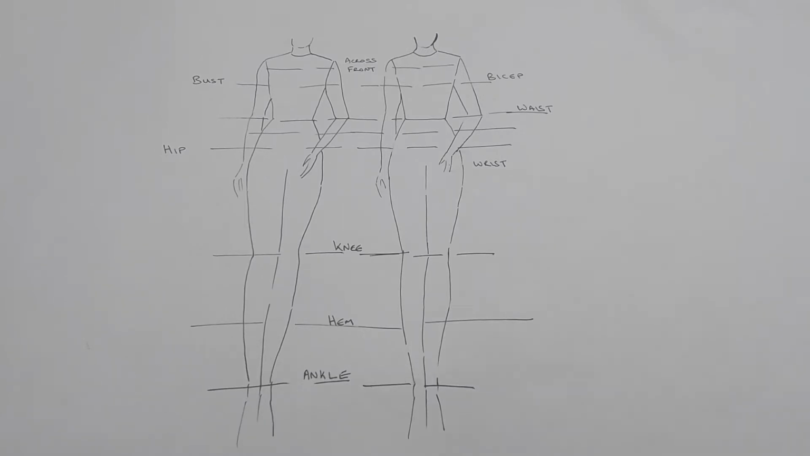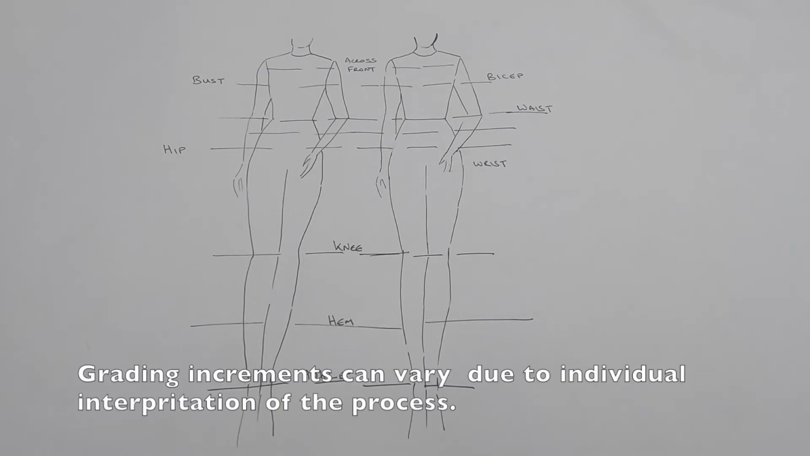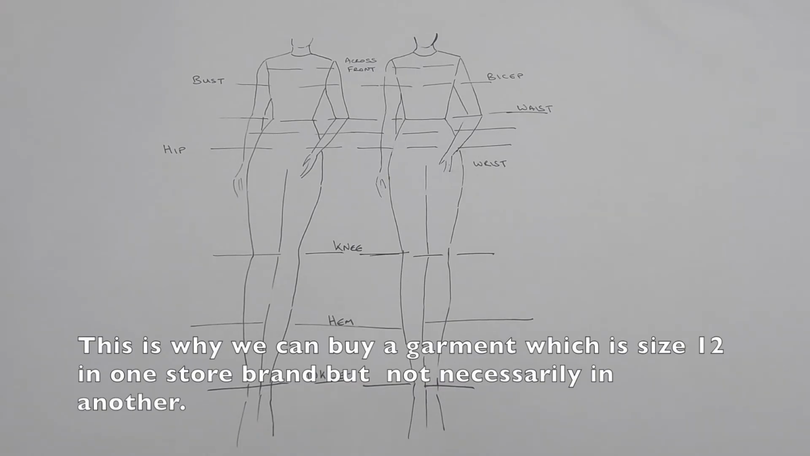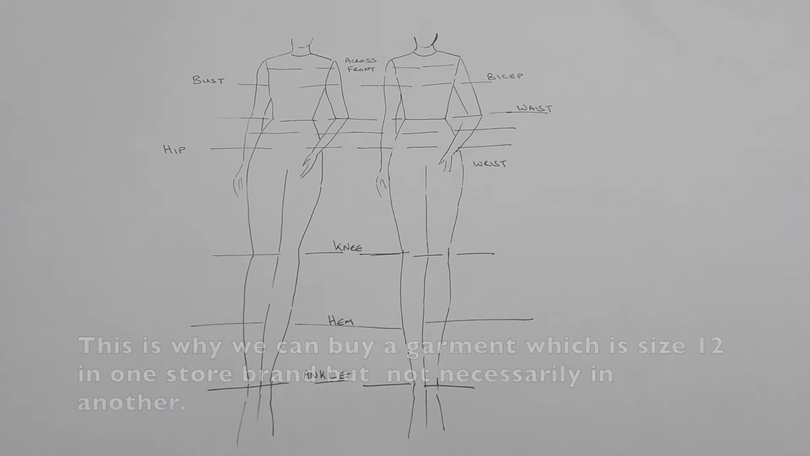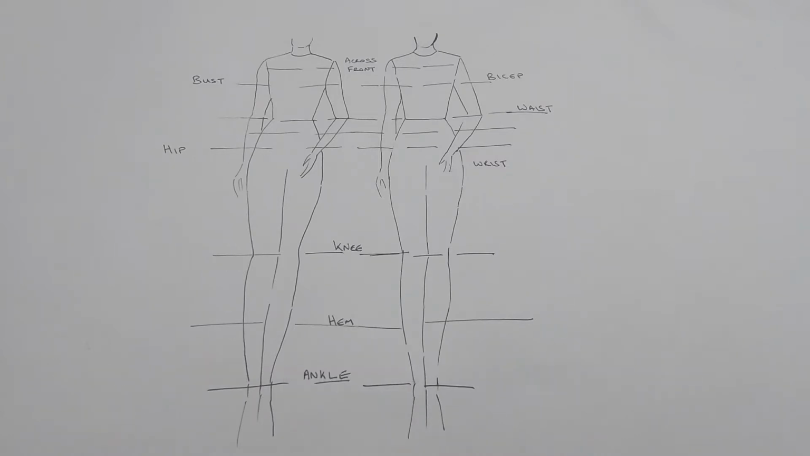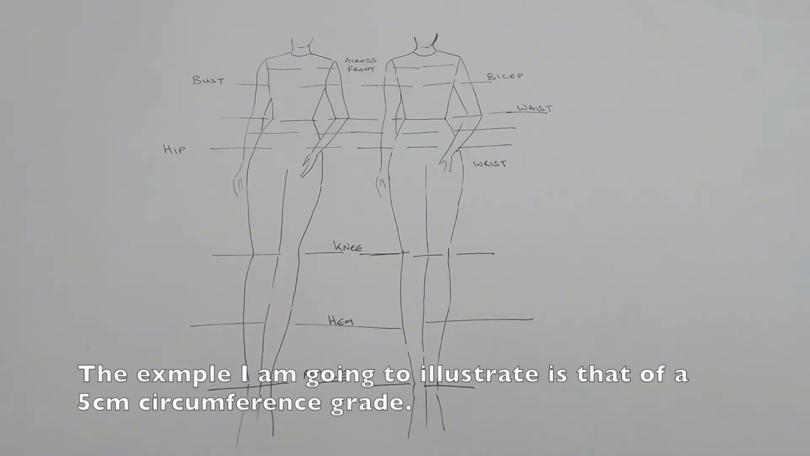Now, grading increments vary from individuals' interpretation of the process. Also, they vary depending on the brand that you may engage with. This is why we find that sometimes we can wear a size 12, for example, from one store, but it won't fit in another. This also is dependent on the models that the brand use for the fit of their base size. So we're going to use the grading increments that I believe in here for this demonstration.